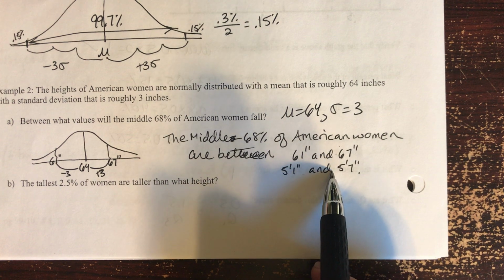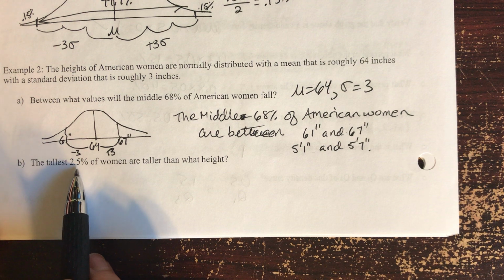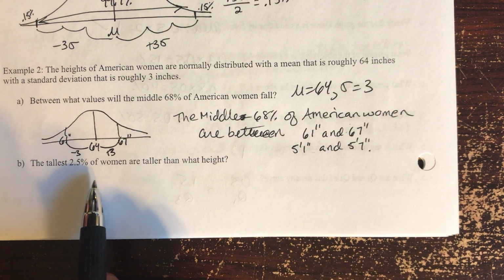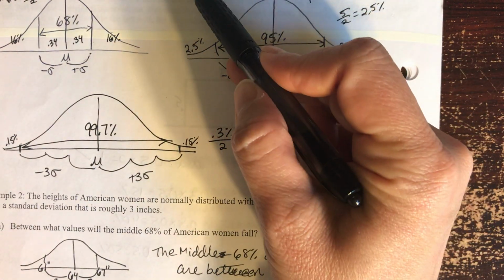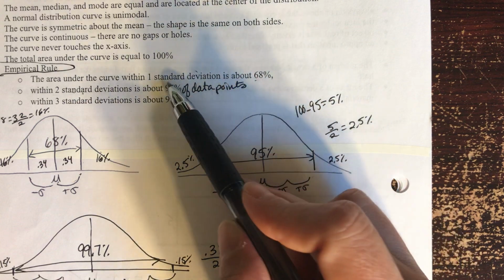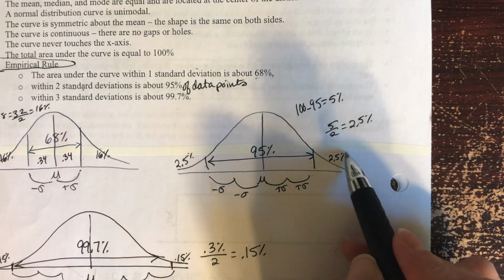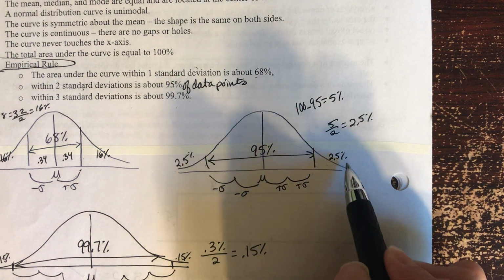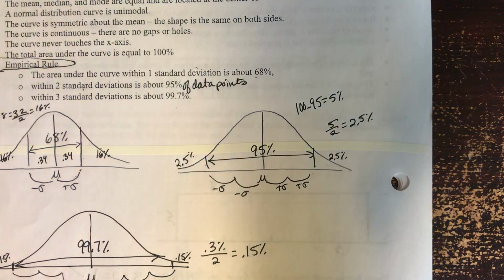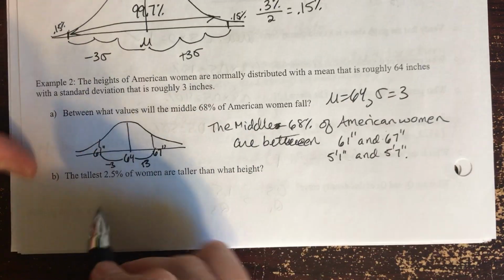All right. Now, this is saying what's your tallest 2.5% of women? Your tallest 2.5% of women are taller than what height? Well, 2.5% isn't one of our 68, 95, 99.7. But we talked about the tails as well. 2.5% is a tail for 95%. So you say, okay, I know 2.5 pairs with 95. So I need to go 2 standard deviations.